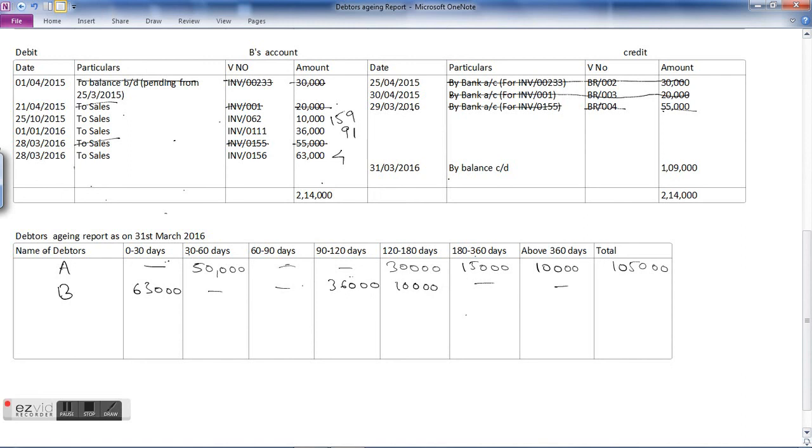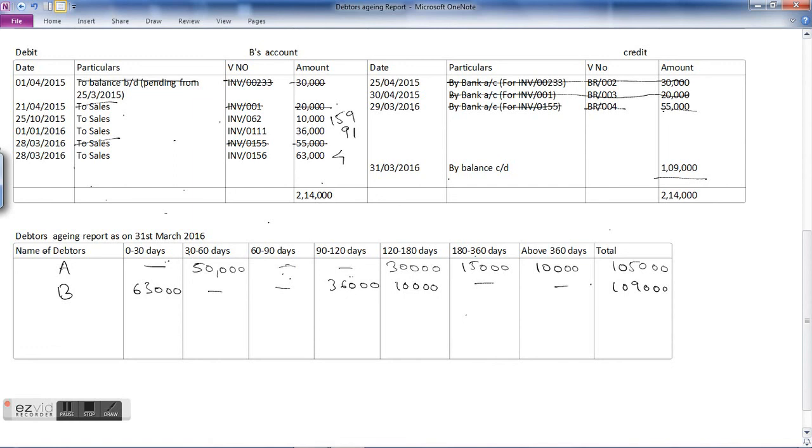Now if you calculate this, 63,000 plus 36,000 will make it 99,000 plus 10,000 is 1,09,000. Now this should match with your balance which is outstanding as on 31st March 2016. So this is how you prepare an aging report.